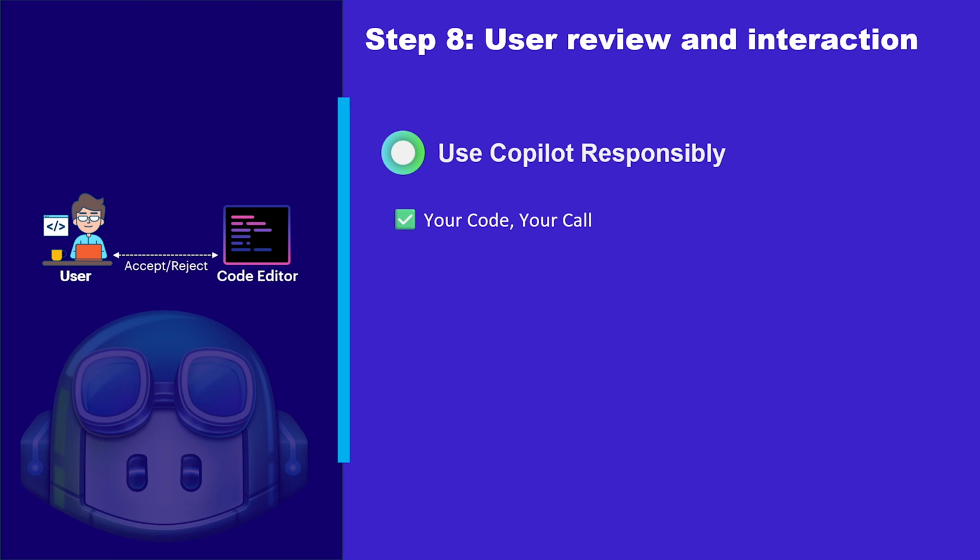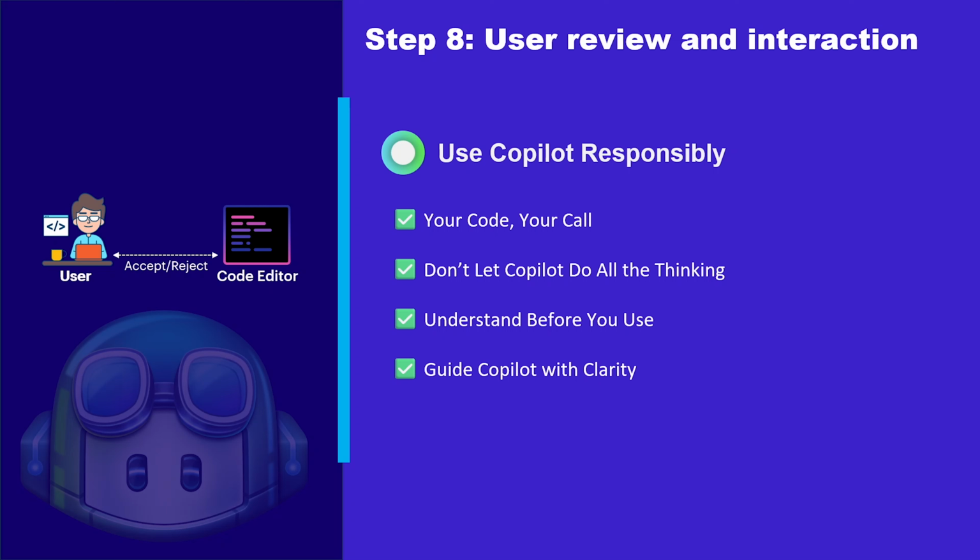Code may look fine but behave unexpectedly. Your judgment is key. Don't let Copilot do all the thinking. Over-reliance can weaken your skills. You should understand code before you use it. Large code blocks generated from short prompts can hurt quality if you don't catch them. The better your prompt, the better the suggestion. Be sure to write a clear problem statement, good variable names, and examples to improve results.